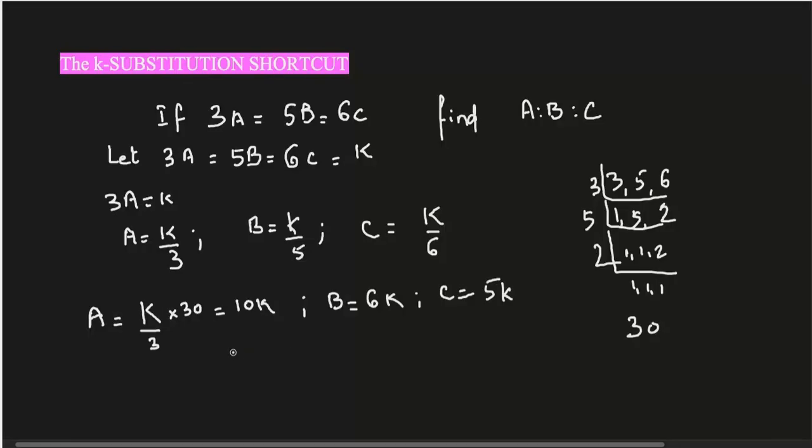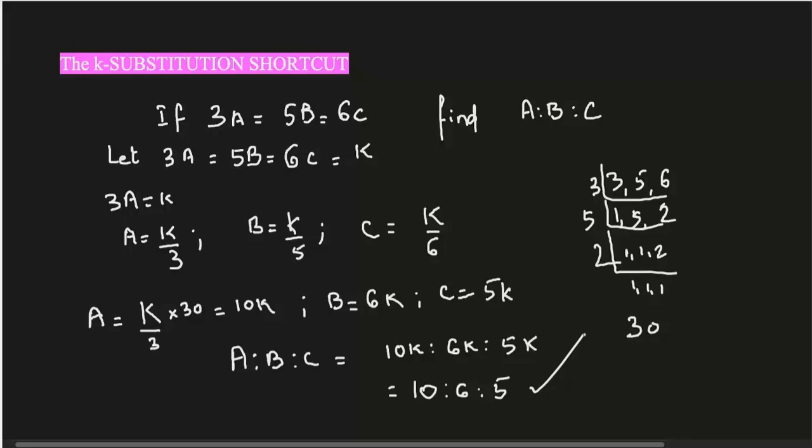Got it? Now when you are finding A is to B is to C, I'll get 10k is to 6k is to 5k. K gets cancelled every time, so the ratio is 10 is to 6 is to 5. This is in the lowest form, no need to reduce it further. So this is our final answer, 10 is to 6 is to 5. Got it? Great.